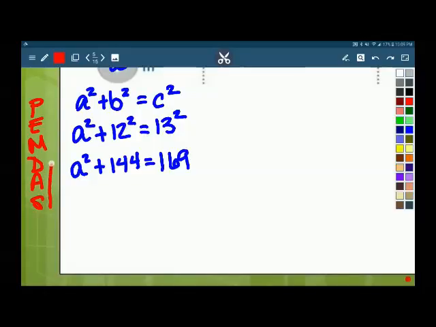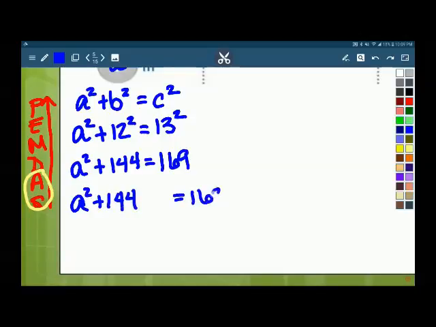Whenever we solve, we go backwards because we're undoing that order of operations. So the first thing you should look for is any addition or subtraction. Well, I do see that 144 is being added. So we have a squared plus 144 equals 169. I have to subtract 144 on both sides of this equation, because that will make the positive 144 and negative 144 make 0. That's what we want. And then we'll just have a squared left over.